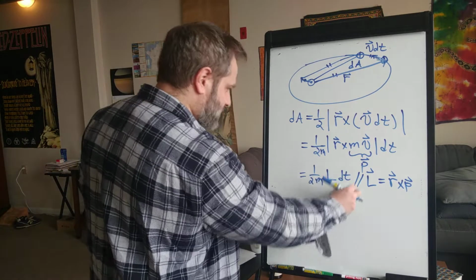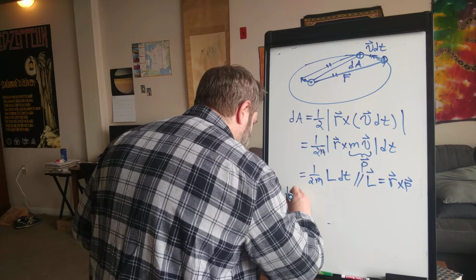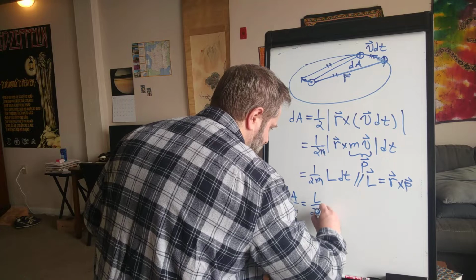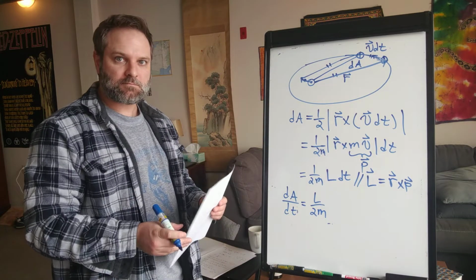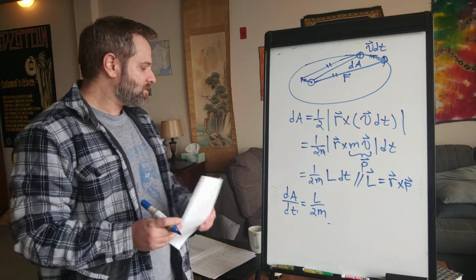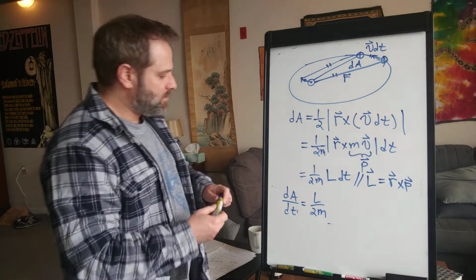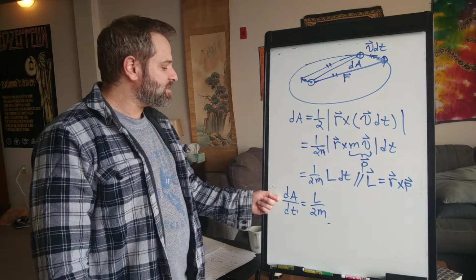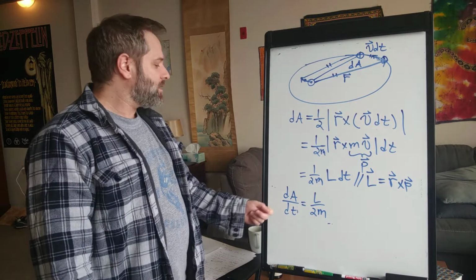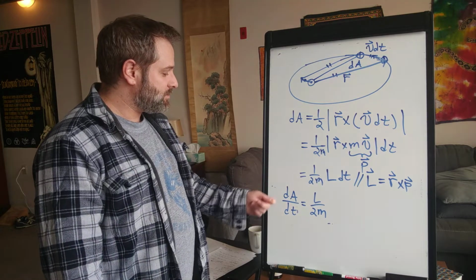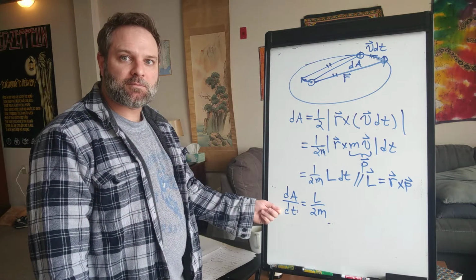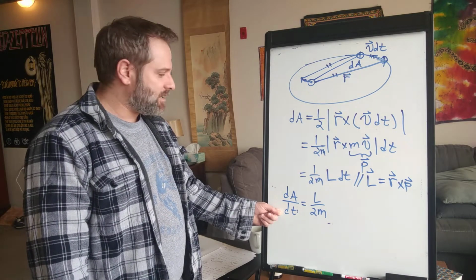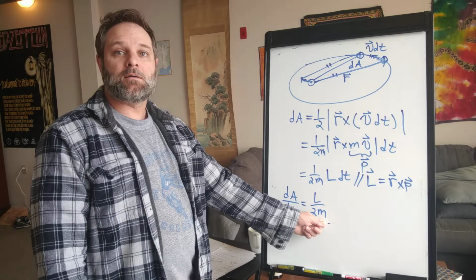Well, we just take this dt and bring it over to the other side. dA dt equals L over 2m. Okay? So this side here, this differential, is the change in area over the change in time. How much does the area change given some change in time? Okay? So the key thing here is now, what is L?